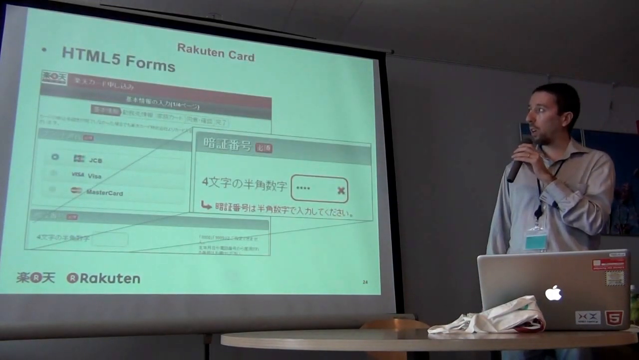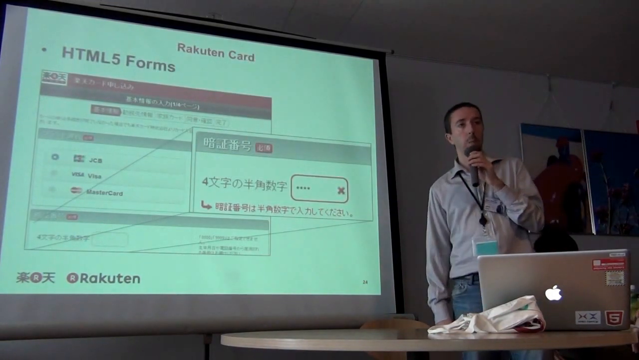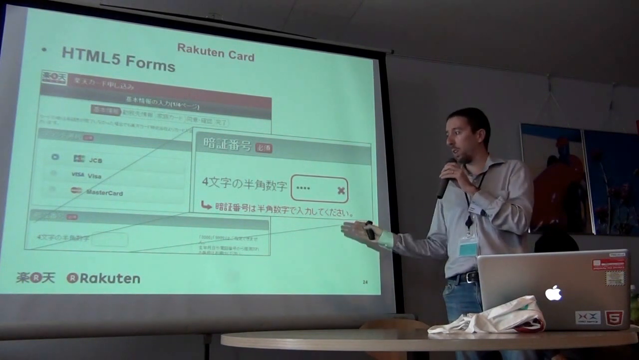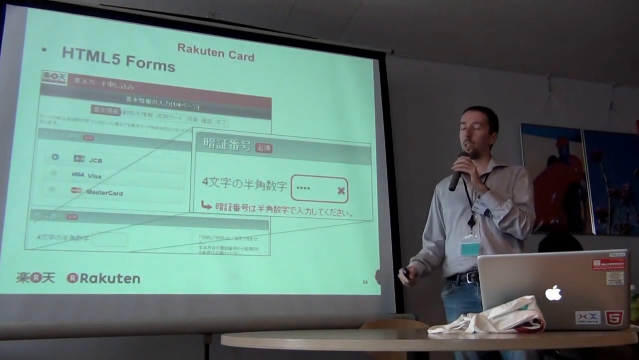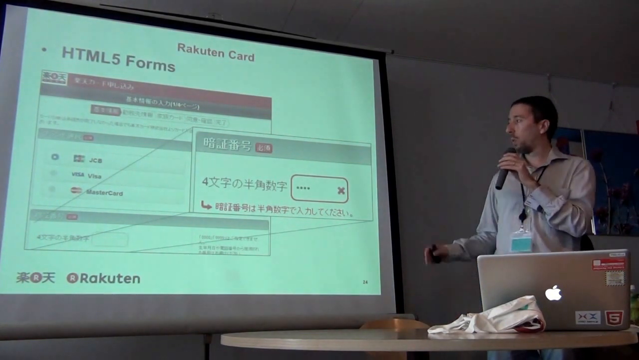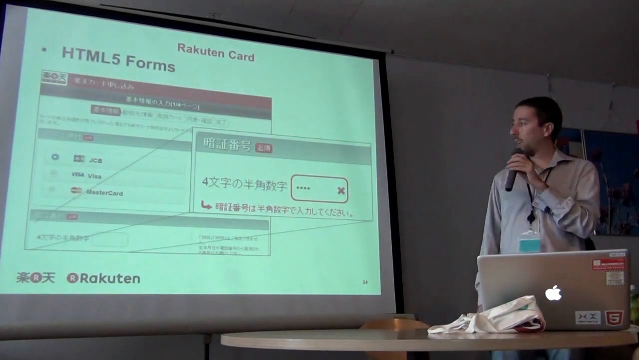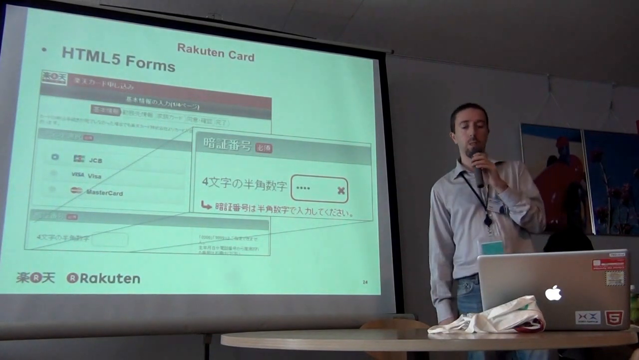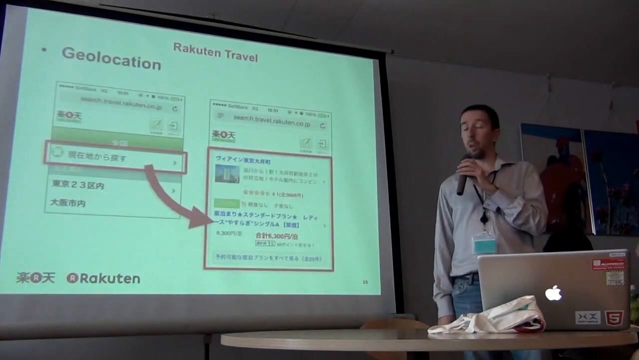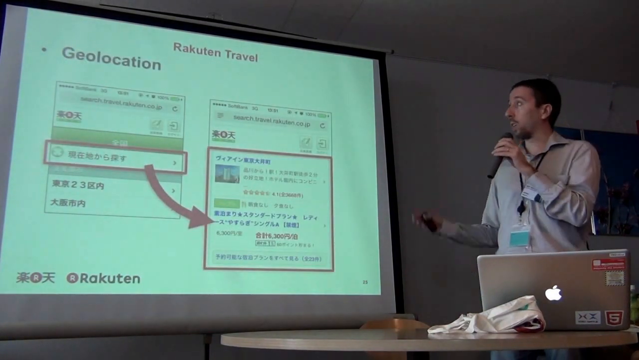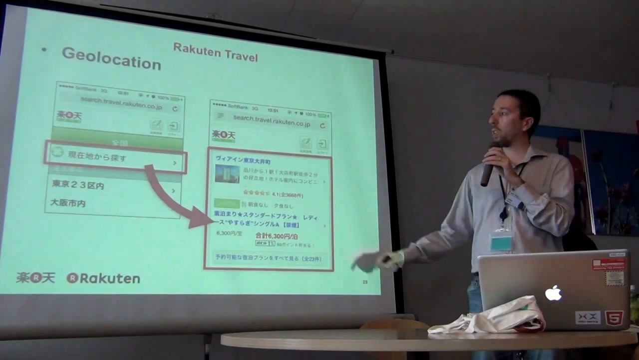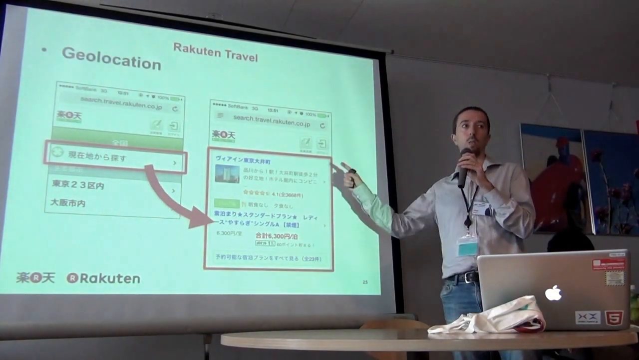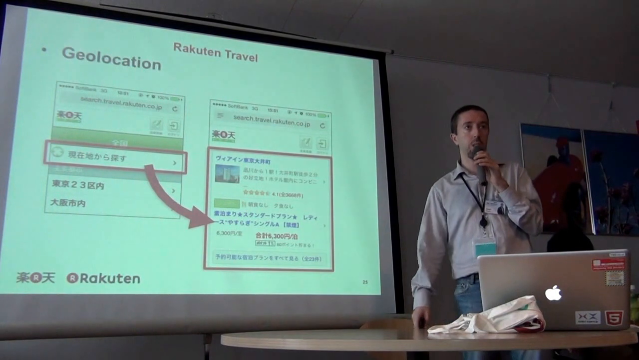Also, we are using HTML5 forms validation. So we can perform local validation. The user knows whether he's doing the right things before sending the result of the form to the server. So we can reduce HTTP requests as well. We are also using geolocation on Rakuten Travel website. So you can tap that button and you can get the list of nearby hotels directly from the website.